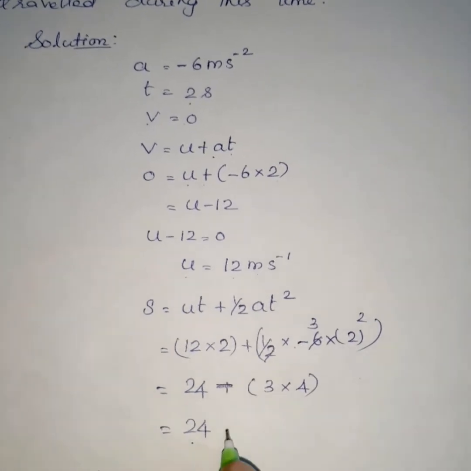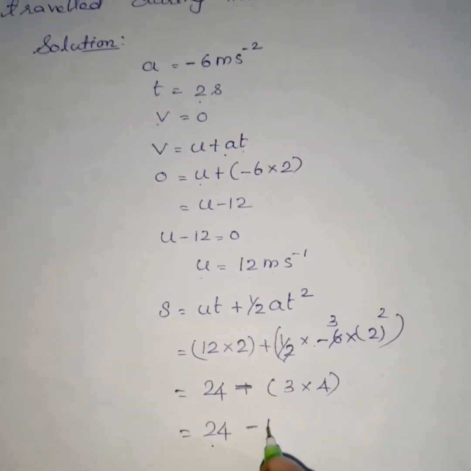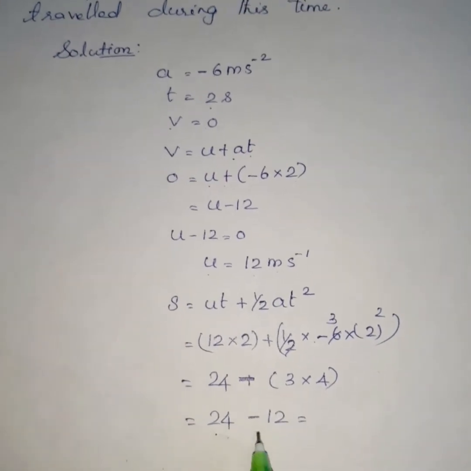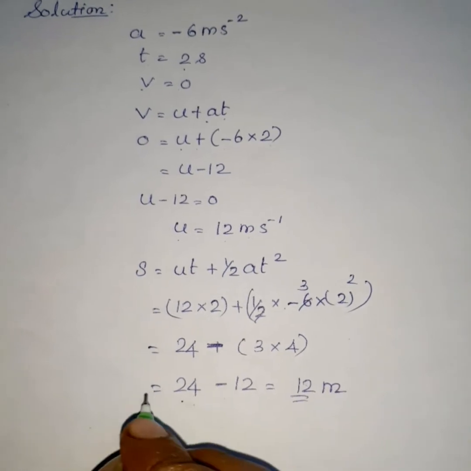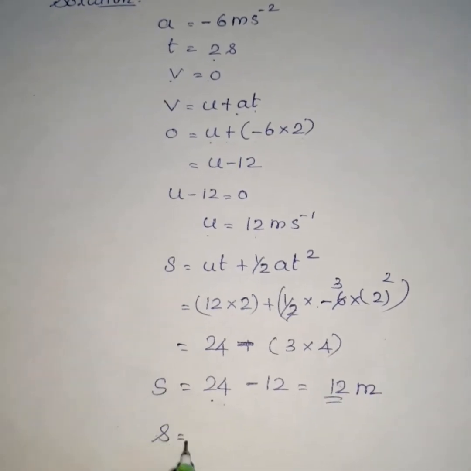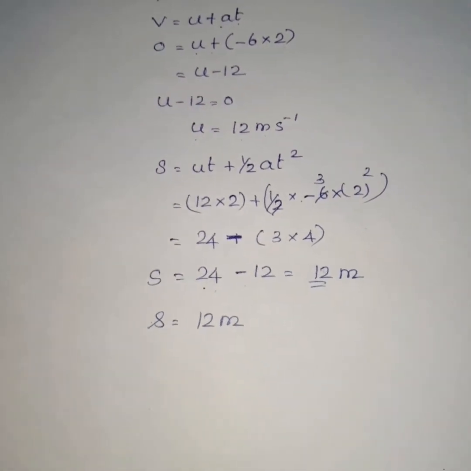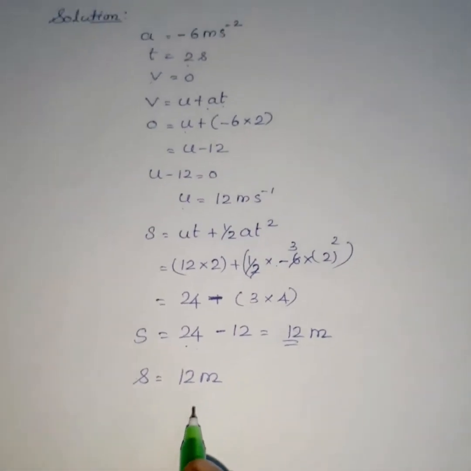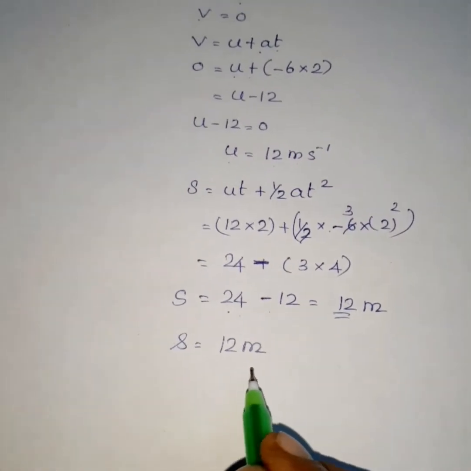So 24 minus 3 4s are 12, equal to 24 minus 12, which is equal to 12 meter. So distance s is equal to 12 meter. Thus the car will move 12 meter before it stops after the application of brakes.